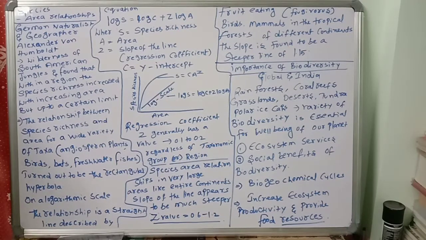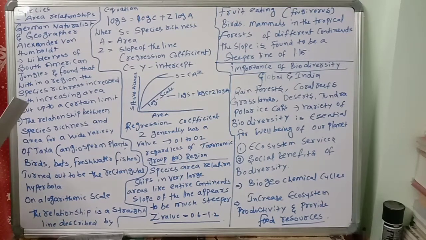But today we are going to discuss another important concept, that is species area relationship. What is that? We are going to discuss. Very important. This was by the German naturalist and geographer Alexander von Humboldt. Very important point. Alexander von Humboldt.